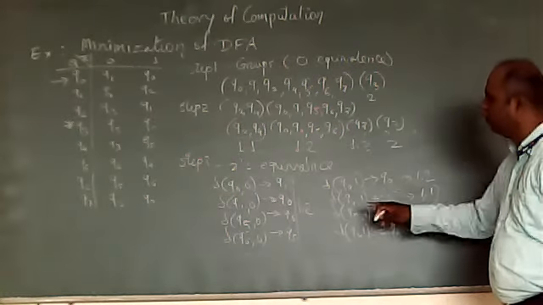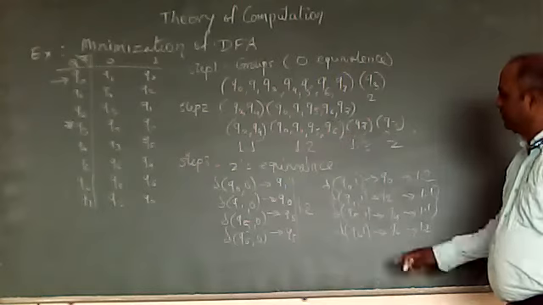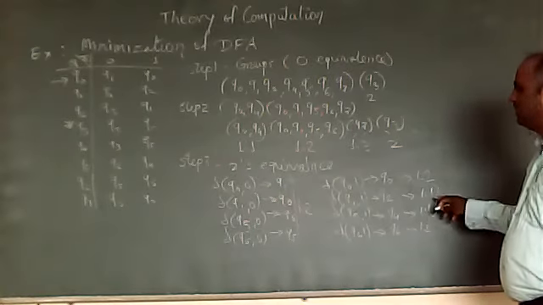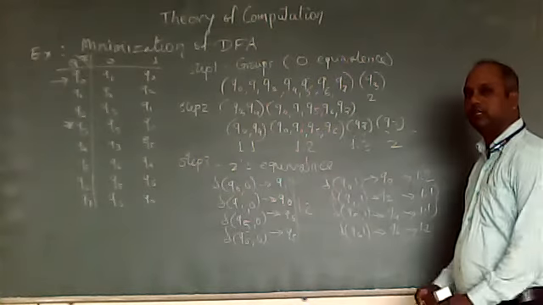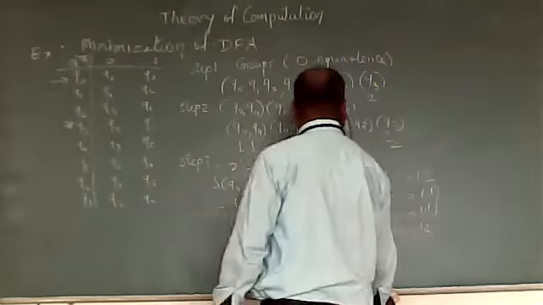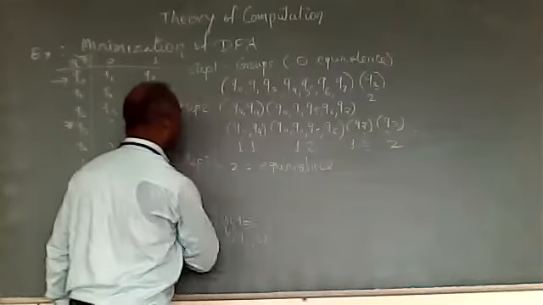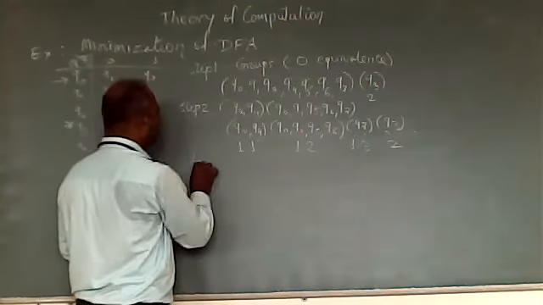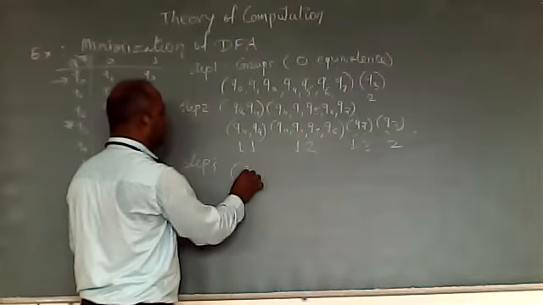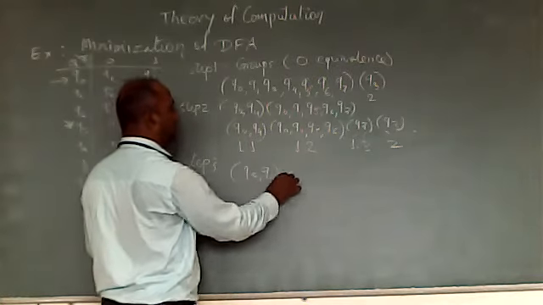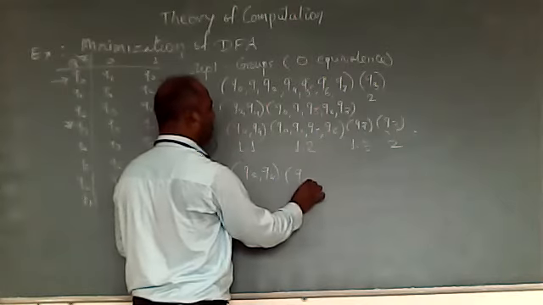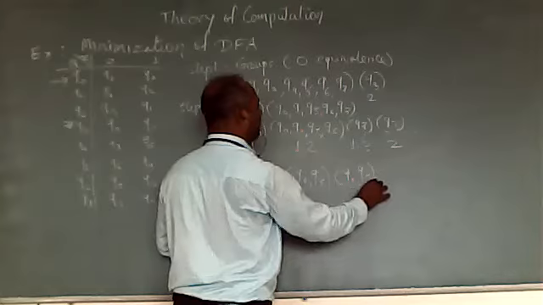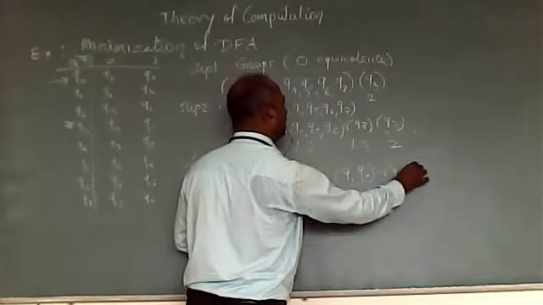So we can separate Q1 and Q5 from this whole group, because with the 1 input they are showing different properties. So this group will remain the same. Q2 and Q4 remain the same because both have the same property. Q0 and Q6 will be in one group, Q1 and Q5 will be in another group, and Q7 and Q3.